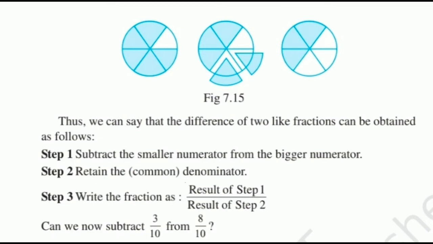Can we now subtract 3/10 from 8/10? Clearly, 8/10 and 3/10 are like fractions, so the result will be (8 minus 3)/10, which is 5/10 or 1/2.